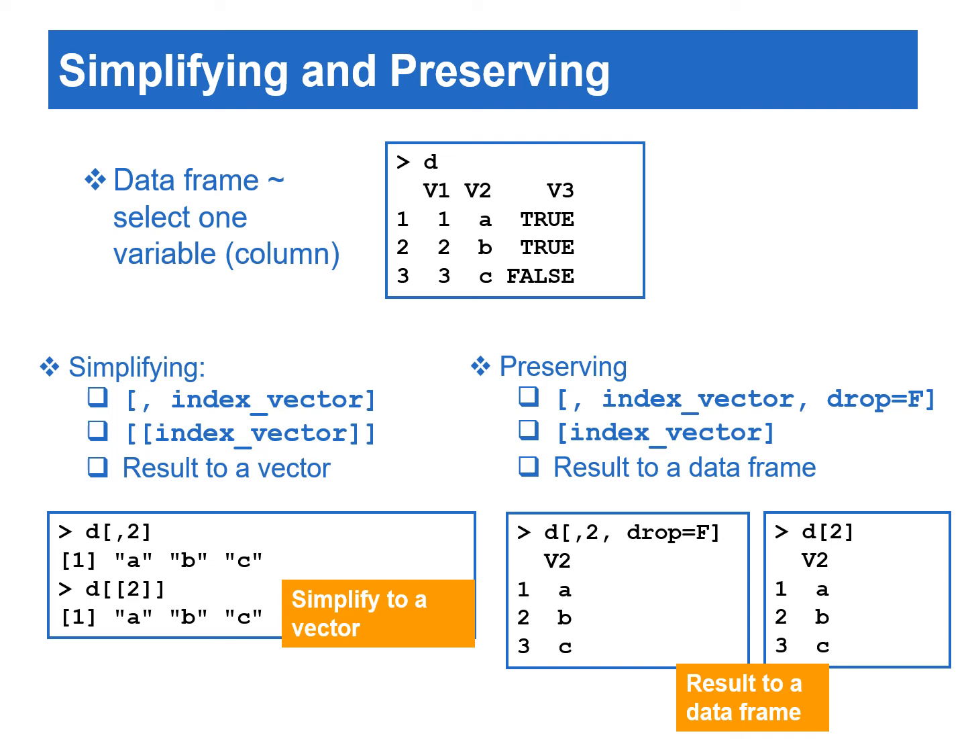The examples on the right use preserving subsetting. The first example specifies 2 at the second position, leaves the first position empty, and sets the drop option to false, within the single square brackets. The second example uses one single index vector only, within single brackets. Both examples return a data frame with one single column.